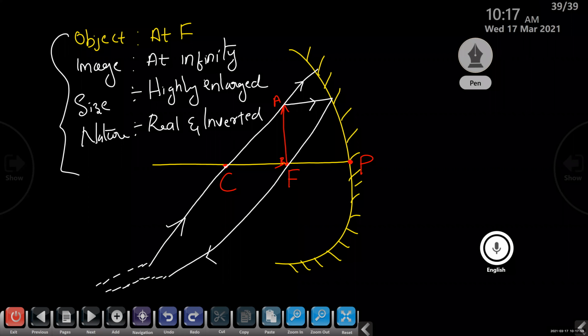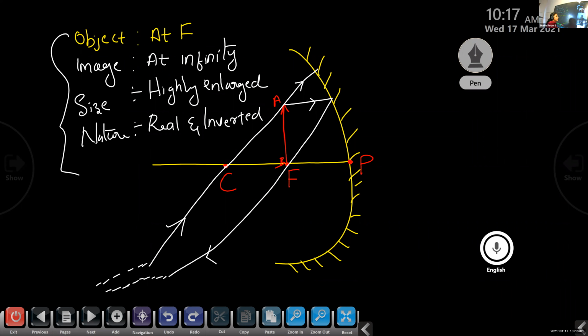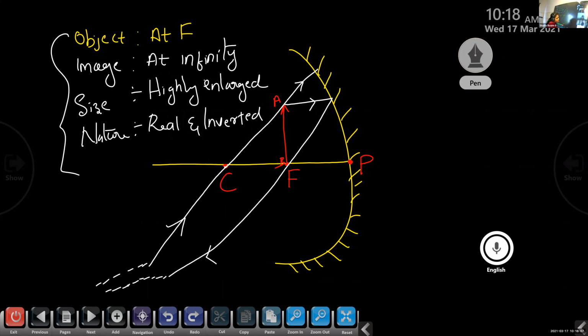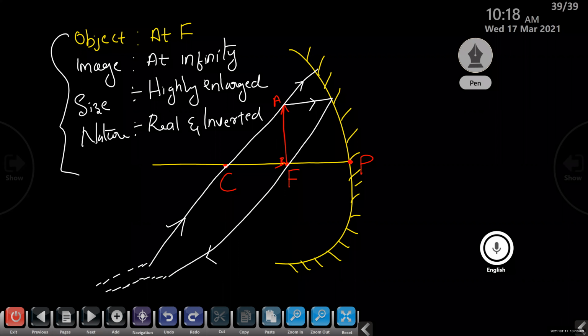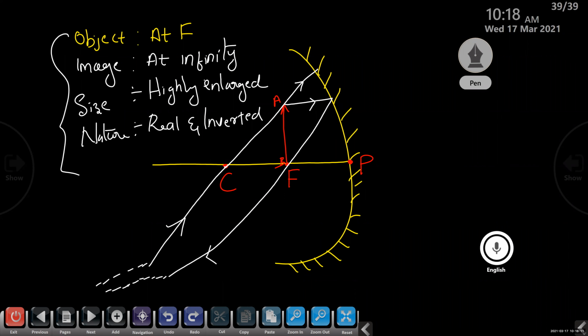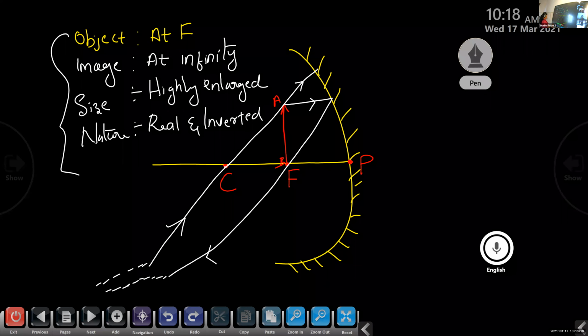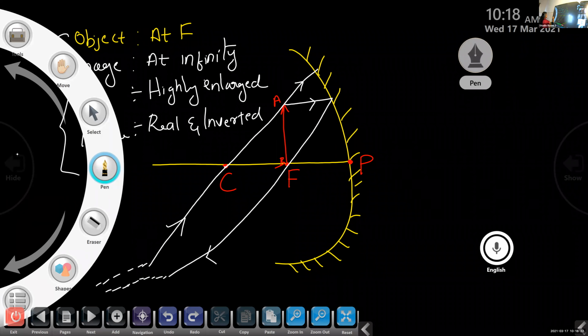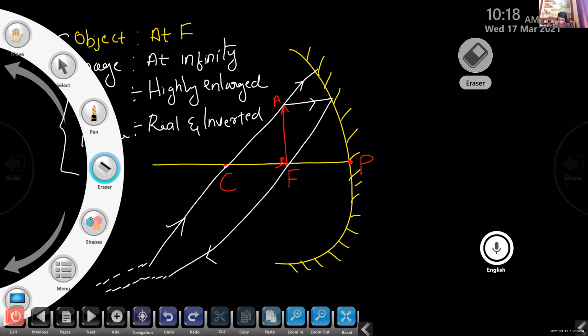The last case. In the sixth case, where do we place the object? Between P and F. Yes, very good. We place the object between P and F. So can I clear this board? I hope it's clear for you, right? Yes, ma'am. Okay, so I clear it.